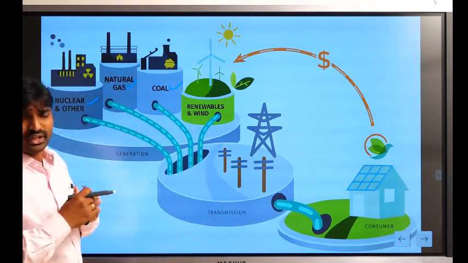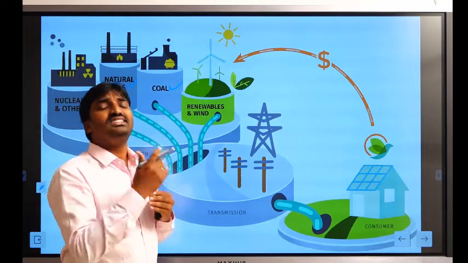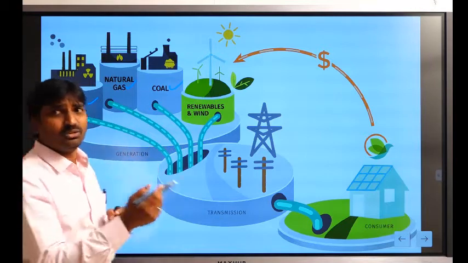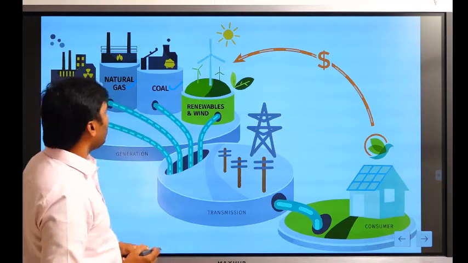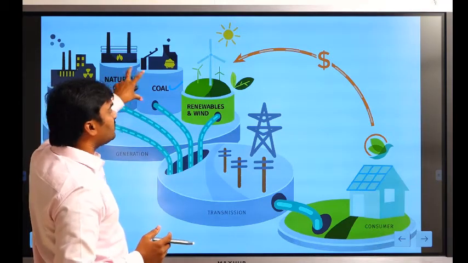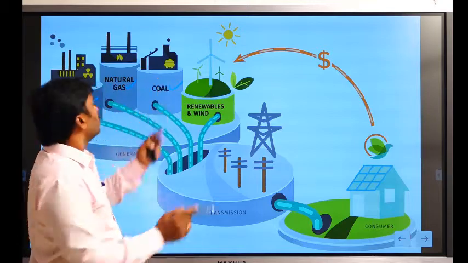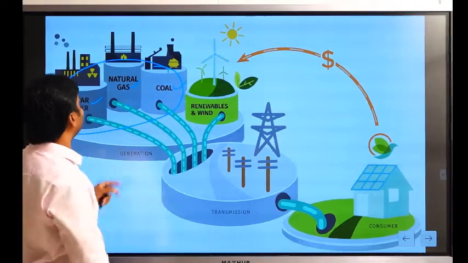So whichever fuel you use, the main purpose of the fuel is just to heat the water. That heat energy is generated by the fuel burning process. So these are the conventional fuels. Generally we are using nuclear energy, natural gas and coal. All of these belong to the fossil fuels.